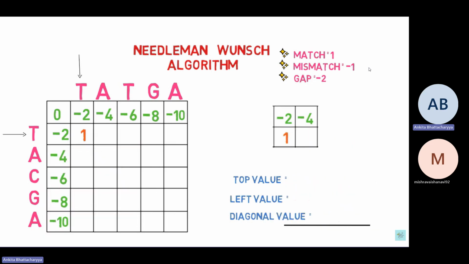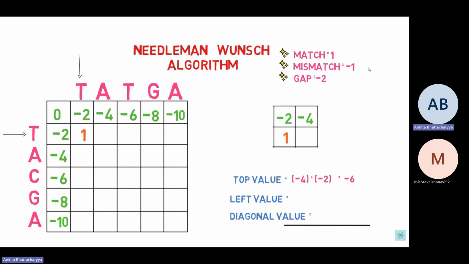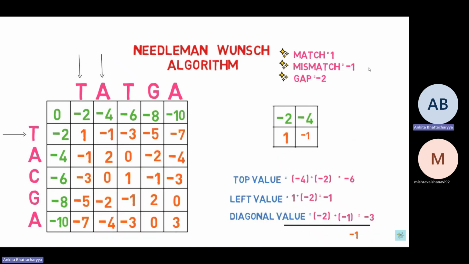Similarly, for the next box, we take the value from the top side and add a gap penalty, yielding -6. Next, we take the value from the left side and apply a gap penalty once more, yielding -1. We take the value from the diagonal box in the last step, and now we must add the match or mismatch value. In this case, T does not correspond to A, so we add the mismatch value, which is -1, to get -3. Fill the entire matrix in this manner to complete the second step of the algorithm.